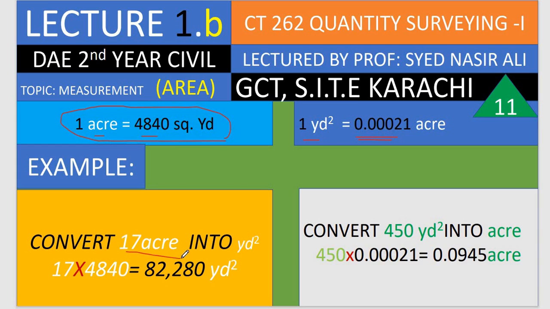Convert 17 acre into square yards: 17 multiplied by 4840, we get square yards. Convert 450 square yards into acre: 450 multiplied by 0.0021 and we get this result in acre.